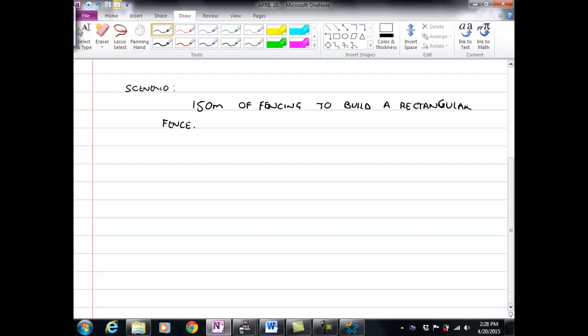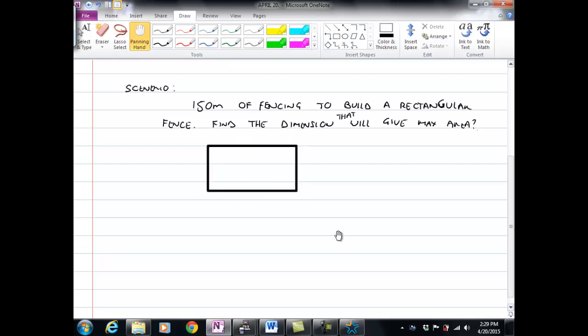My question to you is this. Find the dimensions that will give max area. I want you to play around with it and see if you can find it on your own, just using the guess and test method.